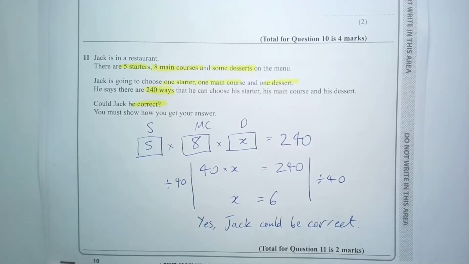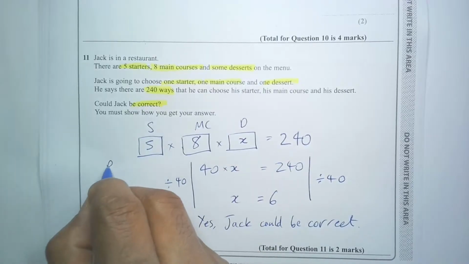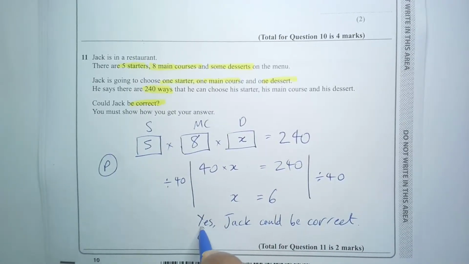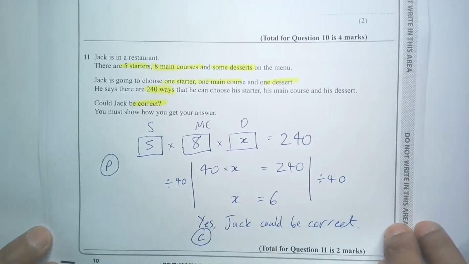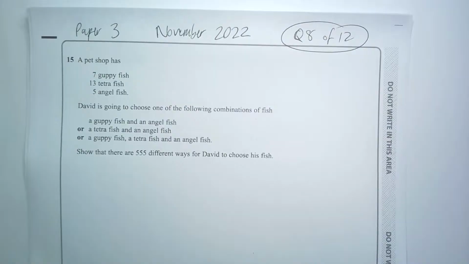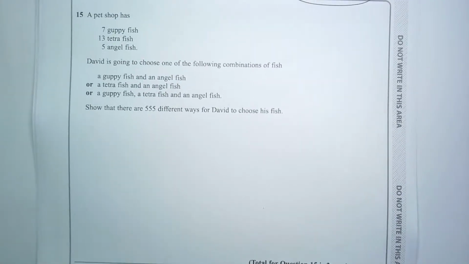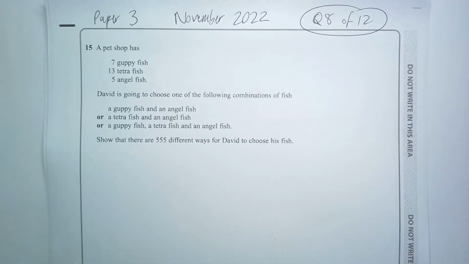Similar to before, this is a working out mark, a process mark, and we have a communication mark for saying yes, we've answered the question. Hopefully you got that right as well. Well done if you did. Let's go to our next question, the 8th from 12. This question is also worth 2 marks. Press pause and have a go.